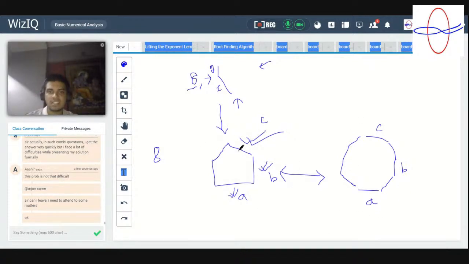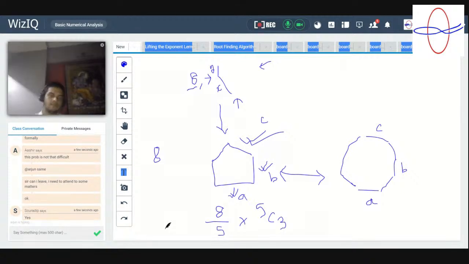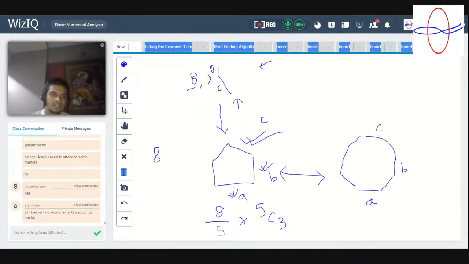And how many selections can you have here? You have 5C3 selections. So you can have 5C3 different ways. Except that in this case, we had already selected the first side, when in reality, we have 8 ways to select the first side. So it's not 5, it's 8 that we have. So we have to multiply by a correcting factor of 8 over 5. Right? So yeah.